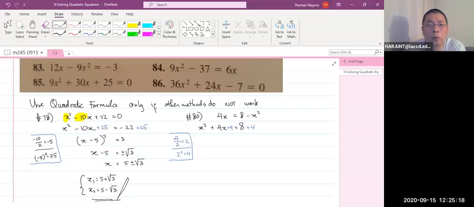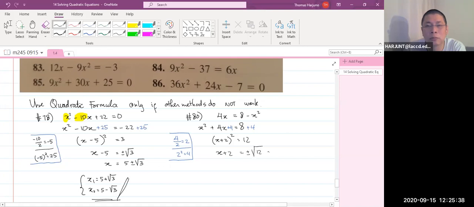Now we add 4 to both sides. And then I get x plus 2 squared equals to 12. Applying square root. That's 4 times 3, that's 2 square root of 3. So x equals to negative 2 plus minus 2 square root of 3.